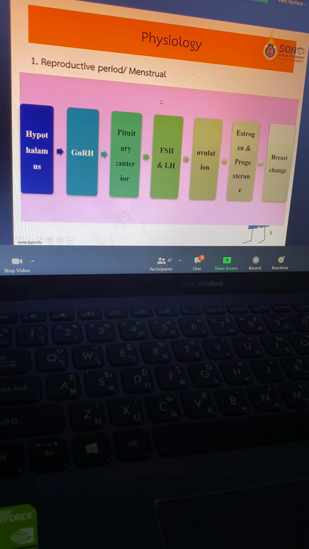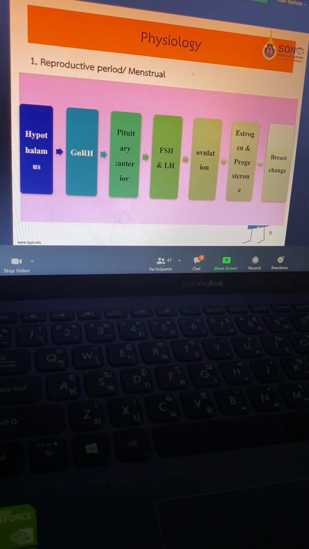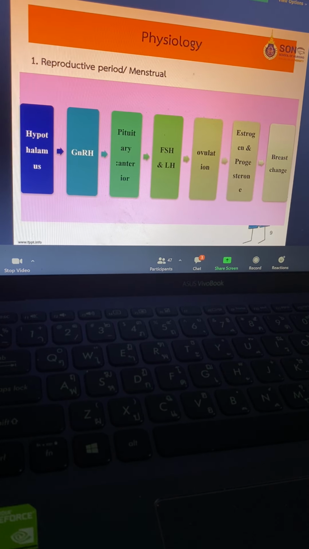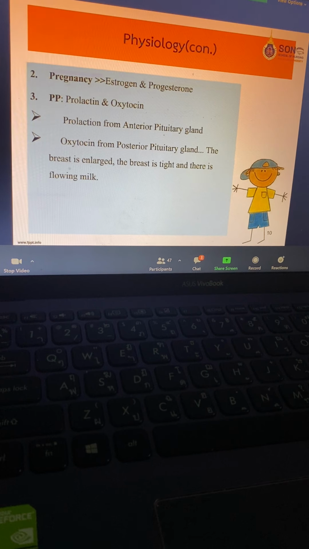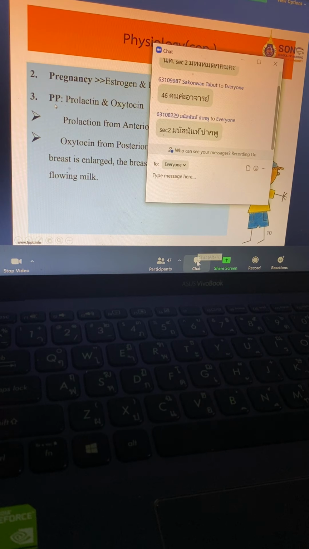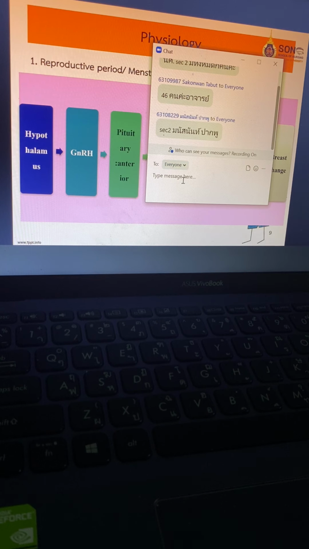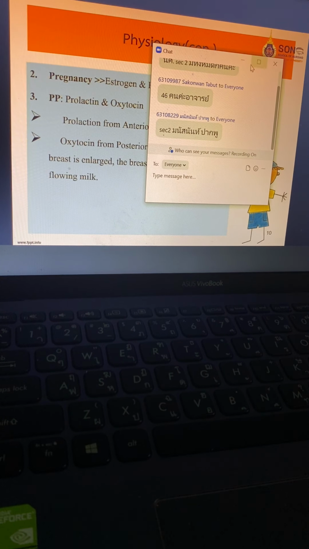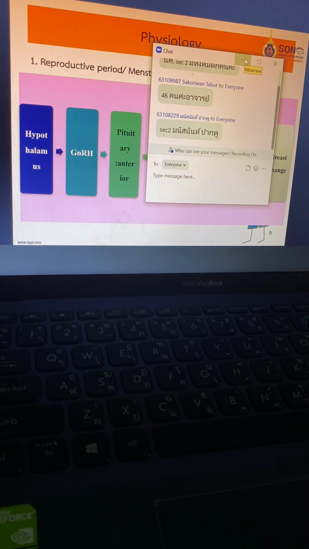And the second, I will talk about physiology. The breast changes in a woman from several situations, such as the menstrual, pregnancy, and postpartum period. The postpartum period is like after birth. The first one, I will talk about the menstrual period.